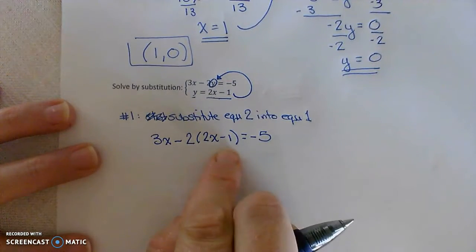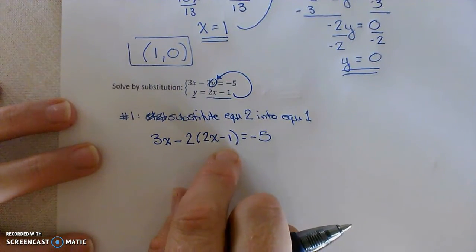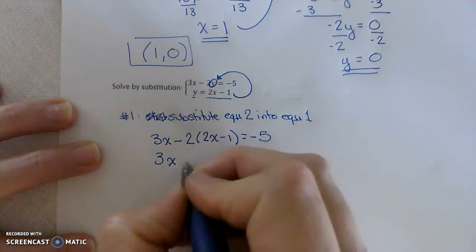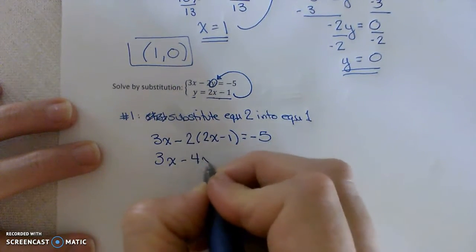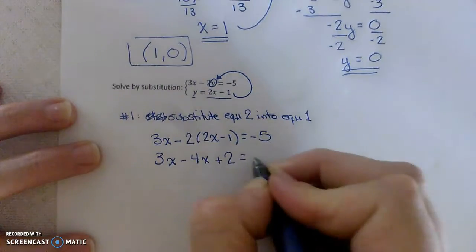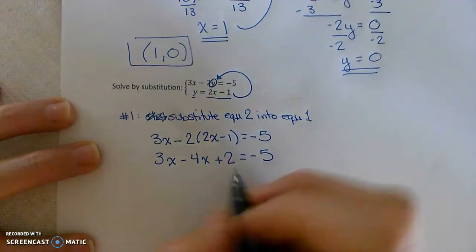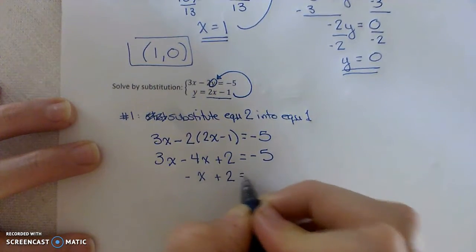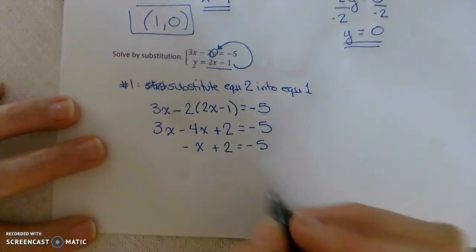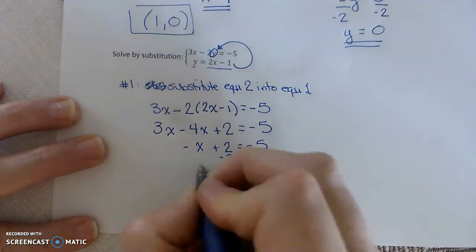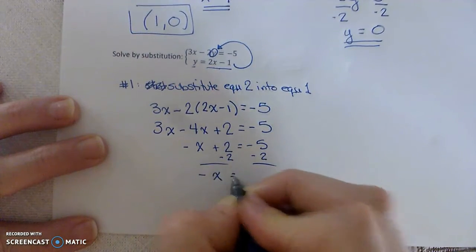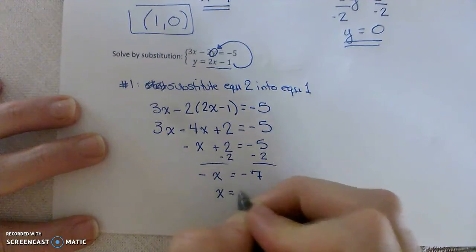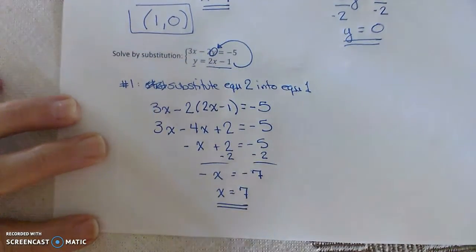And now notice I no longer have two variables. Now I just have one variable, x, which I can solve for. Let's do that. Simplifying, you get 3x minus 4x plus 2 equals negative 5. Combining 3x minus 4x gives me negative x plus 2 equals negative 5. Let's subtract 2 from both sides. You get negative x equals negative 7. Divide both sides by negative 1. X is 7. Okay, so that gives me the x coordinate.